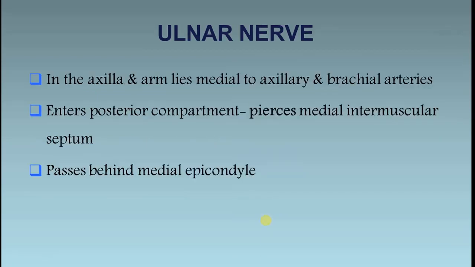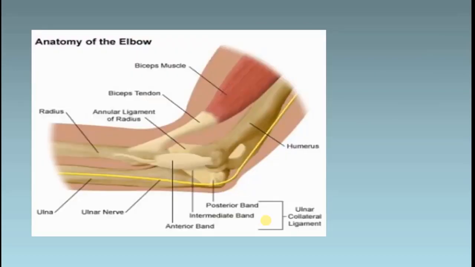So in the arm, it lies first posterior to the brachial artery, the first part of the axillary artery, then it lies medial to the axillary and brachial artery. To some extent, briefly, it pierces the intermuscular septum and is seen in the posterior compartment, especially in the lower part of the arm, and passes behind the medial epicondyle. So here you are able to see it is passing in the posterior compartment and behind the medial epicondyle in the sulcus nervi ulnaris. That we have already seen.